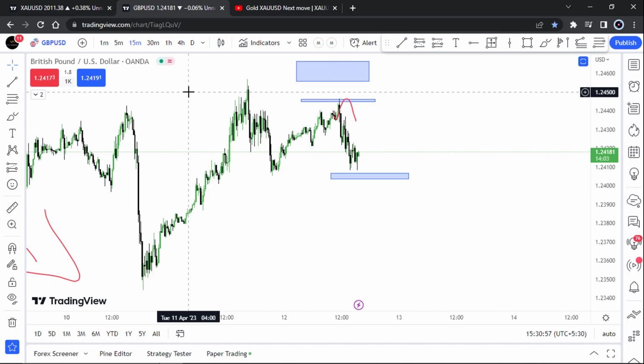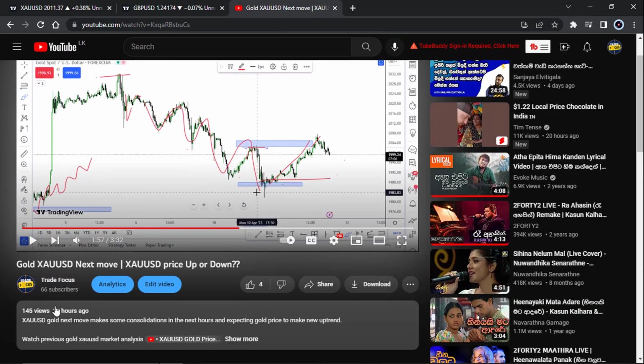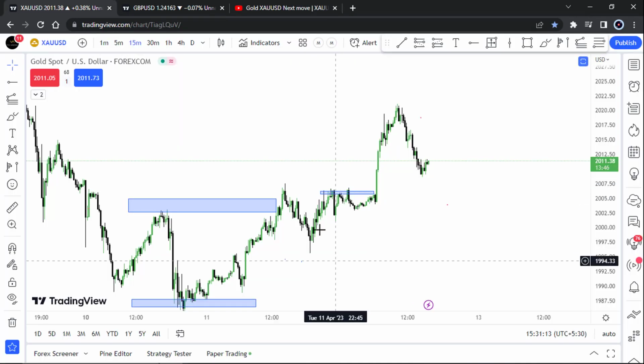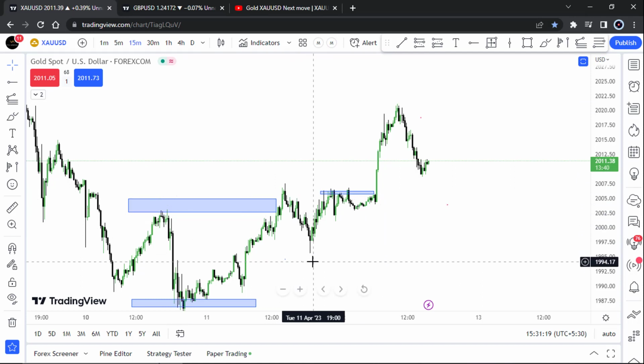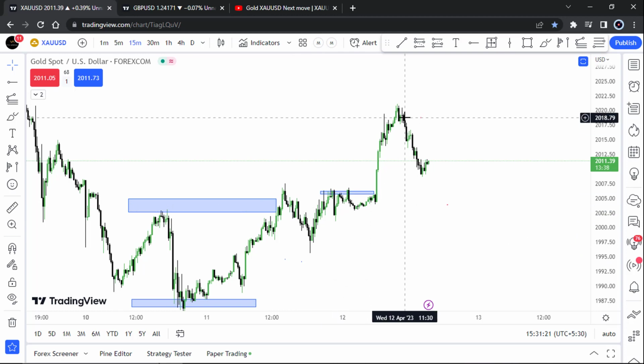And if you remember my previous gold analysis from yesterday, which is this one, exactly a day ago, we predicted that the market would go up after creating a market down move. Exactly now we can see the current market situation. The market was around here when we analyzed it, a little bit went down and came up as we expected.